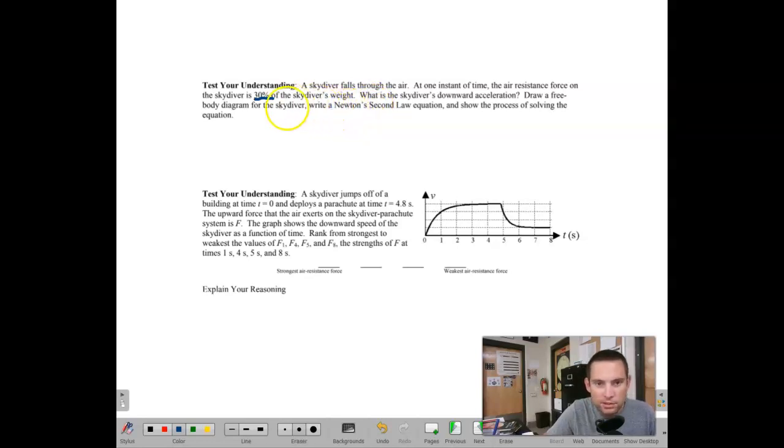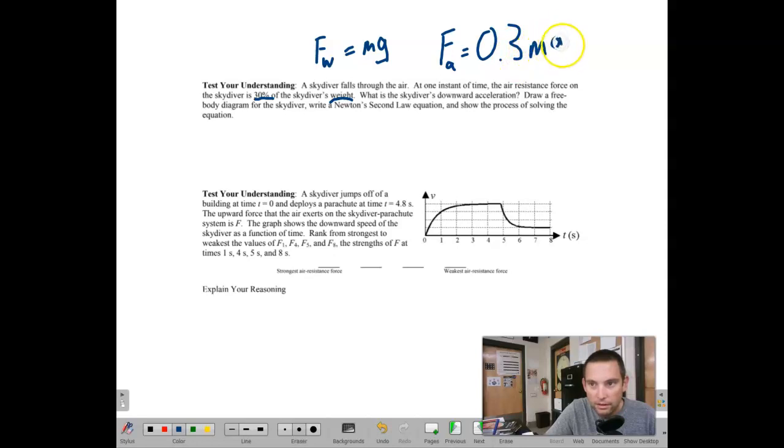All right, first things first. This 30% thing seems kind of confusing. So it's 30% of the skydiver's weight. We know that the skydiver's weight equals mass times acceleration due to gravity. We also know that the air resistance is 30% of this. So we'll just convert 30% to a decimal, and it's 0.3 times the weight. Okay? There, we got that taken care of.